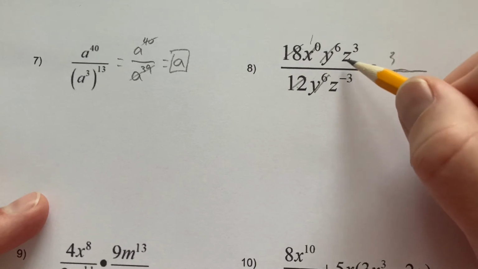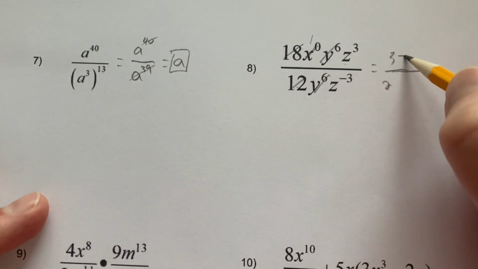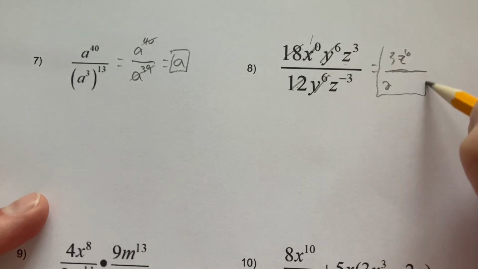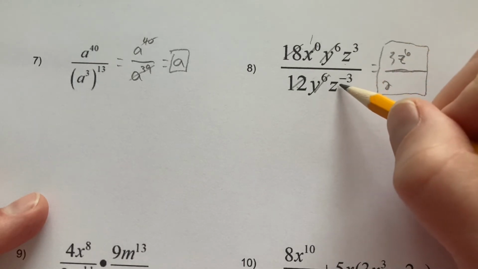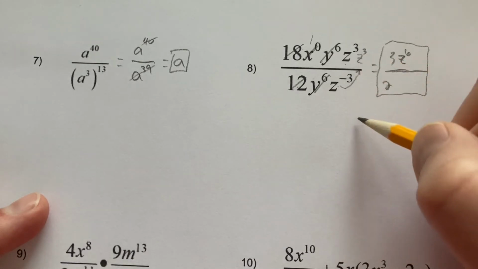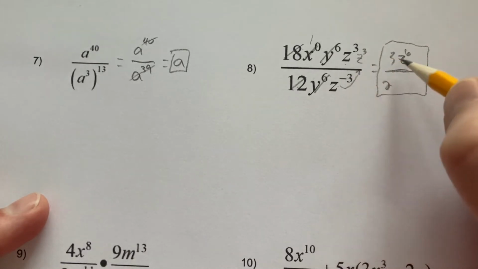And if I go 3 minus negative 3, I get 6. So z to the 6th. Or another way of thinking about that is this negative 3 means these 3 z's should come up top. And then you could put those together to get that.